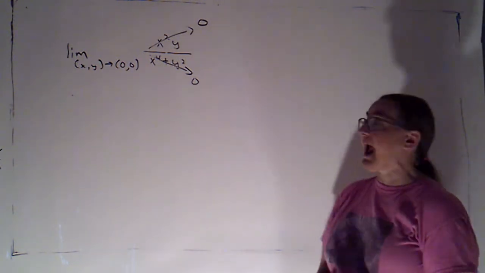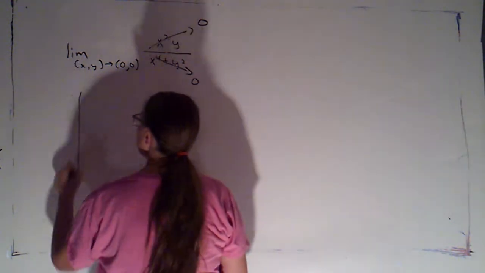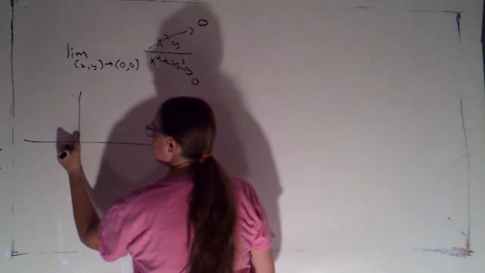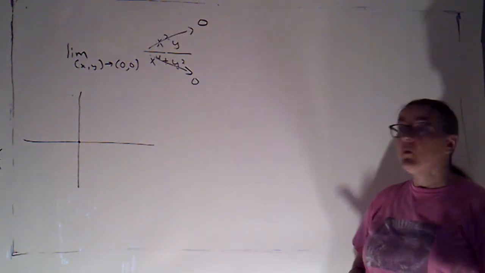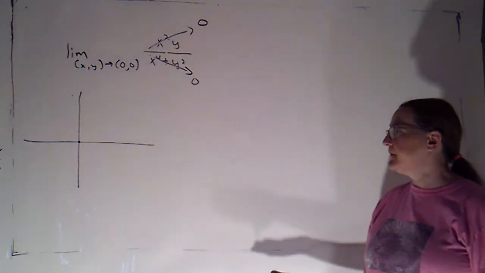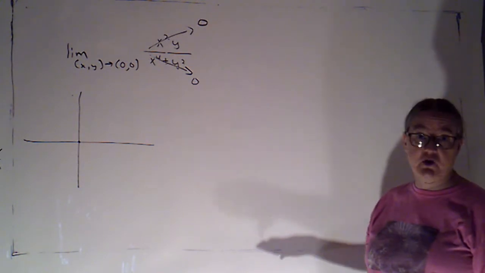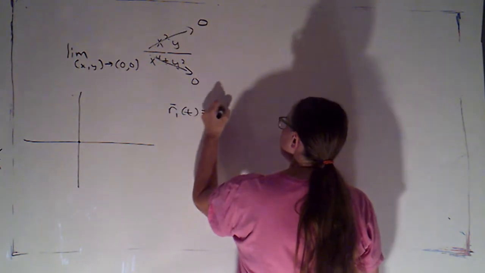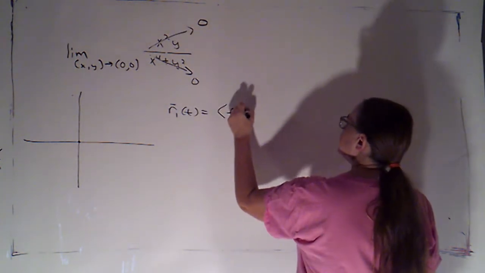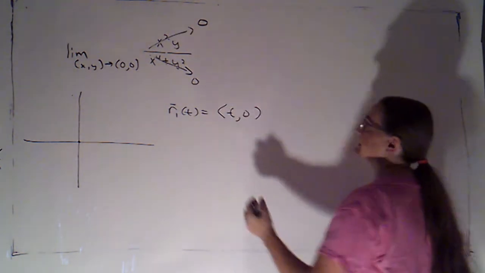So I'm going to try paths. Now, if we're approaching the origin, that's right here, the simplest paths that go through the origin would simply be the vertical and horizontal lines, which would be the two axes. Okay. So let's just let R1 of t be (t, 0). So that's the x-axis.